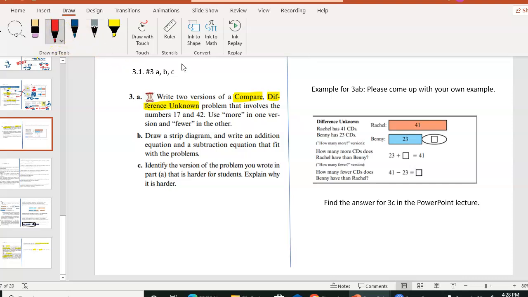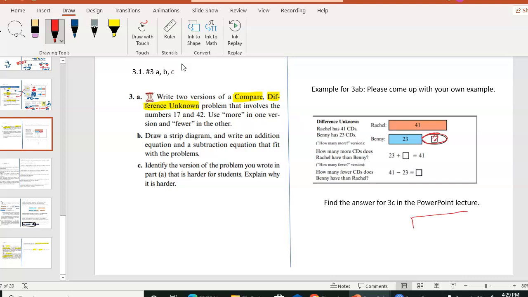You use a paper strip to represent the number of CDs of Rachel's, 41, and Benny's, 23. Make sure Benny's paper strip is shorter because it's a smaller number. You can see the first paper strip is longer than the second, or the second is shorter than the first. How much longer or how much shorter? You can use a circle, and usually we put a question mark in there, or a box.